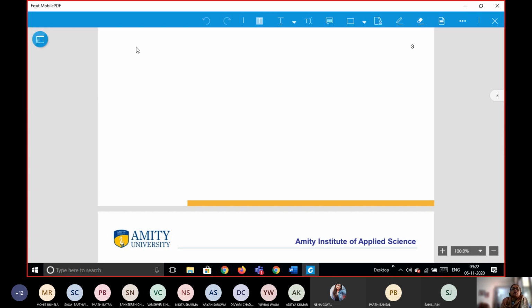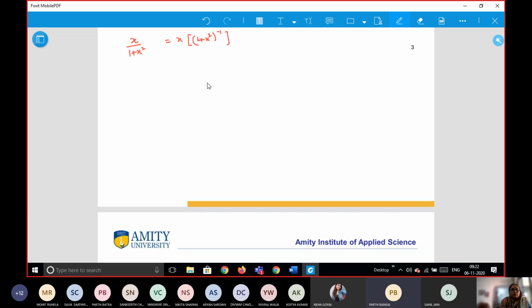Now see, you have x upon 1 plus x square, right? You can write it as x into (1 plus x square) to the power minus 1. This is a binomial. Yes or no? Yes, ma'am. So when you expand a binomial, how do you write? 1 plus nx. What is your n?